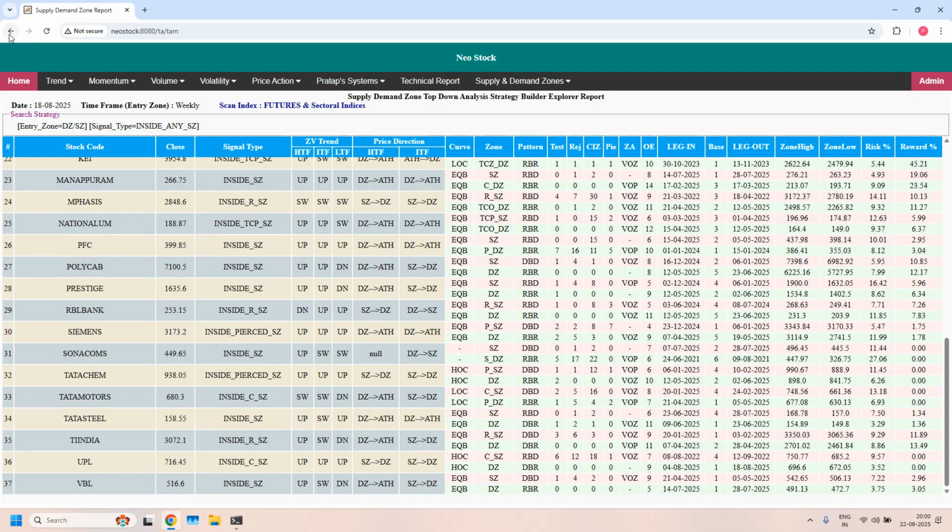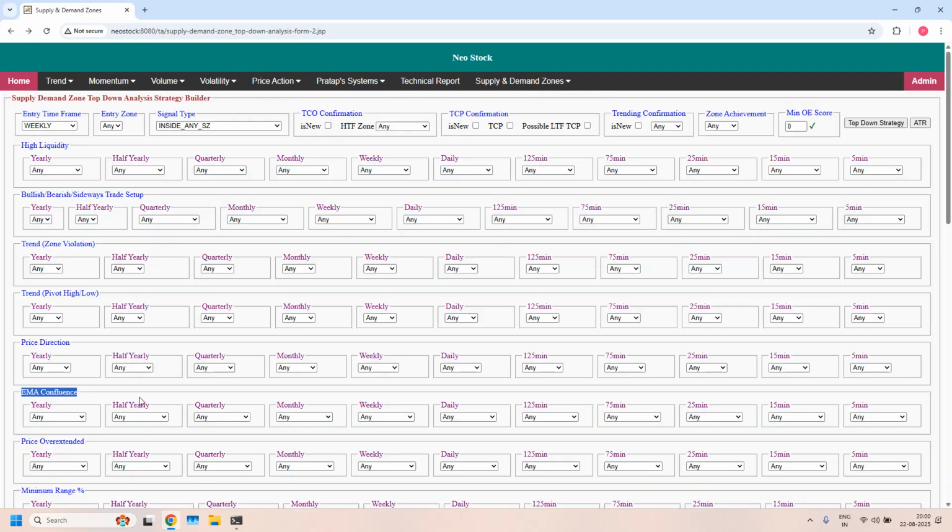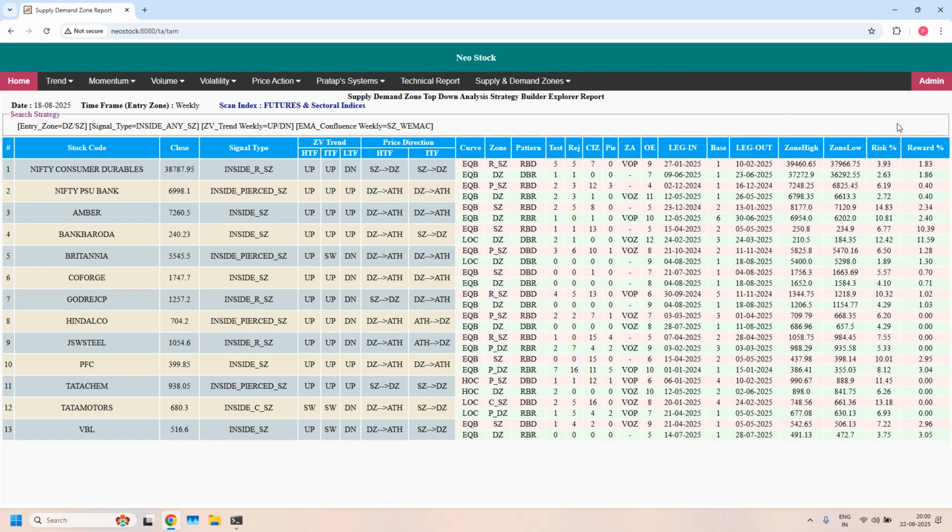We can further filter this list based on weekly supply zone having weekly EMA Confluence. And also trend on the weekly should not be sideways. So with these filters, we got 13 stocks. So this is about weekly time frame. Next time frame daily already generated in the beginning of the report.